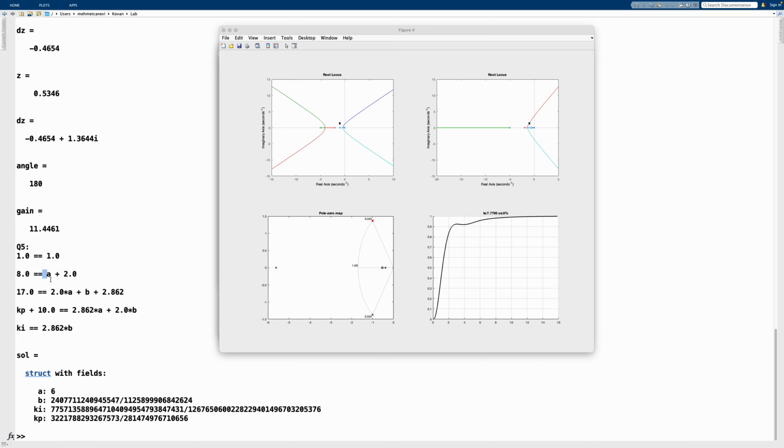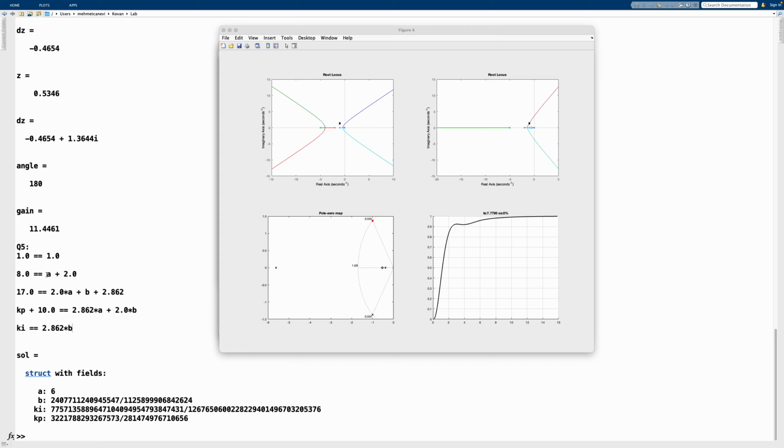A is going to be 6. This is going to be 12. This is going to be 5. 5 minus 2.862 is going to be B. And I know that this is 6. 6 times 2.862 plus 2 times the value B gives me Kp plus 10, so Kp can be worked out. And then Ki is 2.862 times B. So it's not that hard to compute these values.